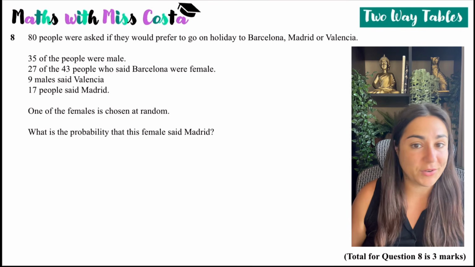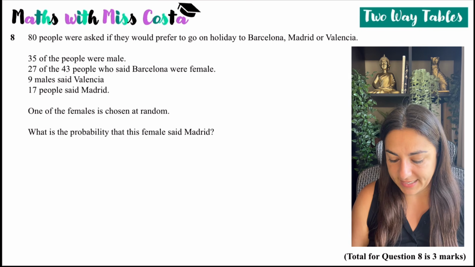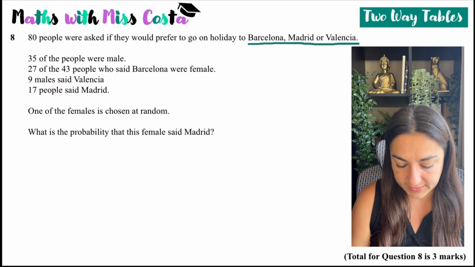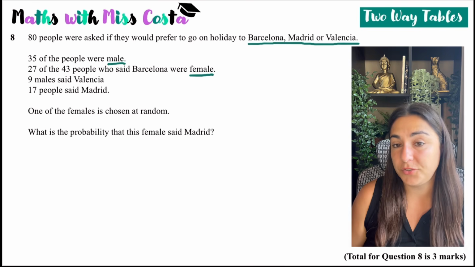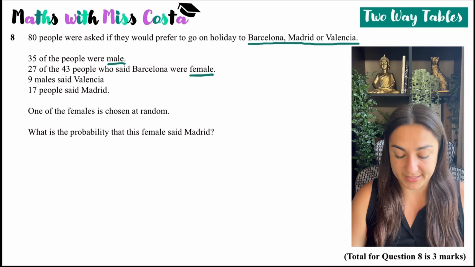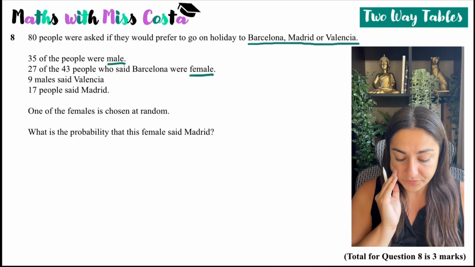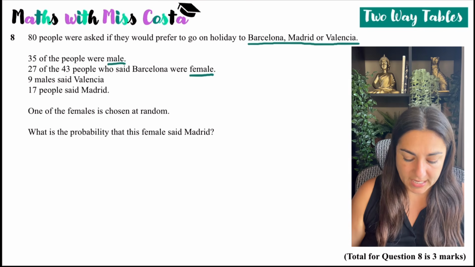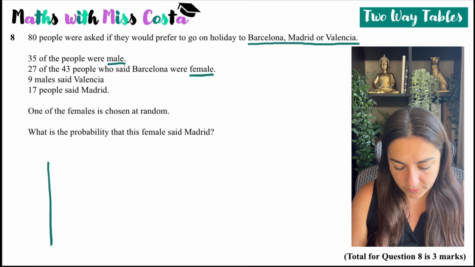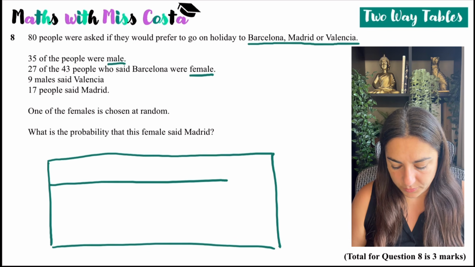And there are loads of ways that you can do this, but one of the best ways when I've got a lot of information, and particularly when I'm given 3 options and then 2 further options, so here I've got male and female, is to just draw myself a two-way table. It makes processing the information so much easier. So if you recognize a worded question like this that only has numbers and lots of options, I would recommend you doing a two-way table. So here we've got 3 options across.